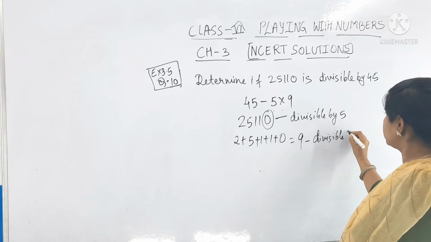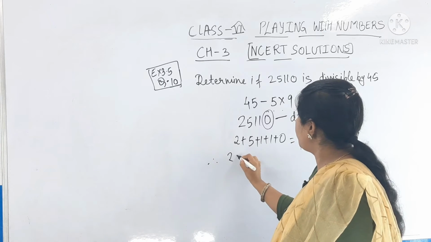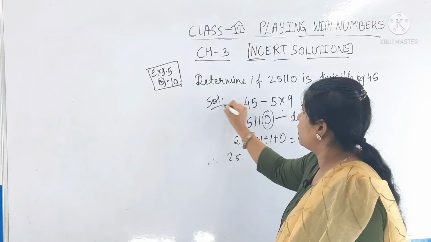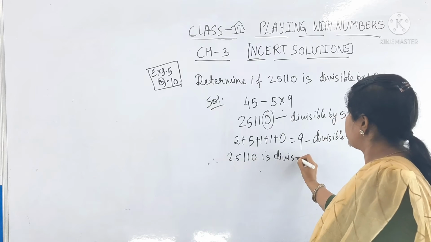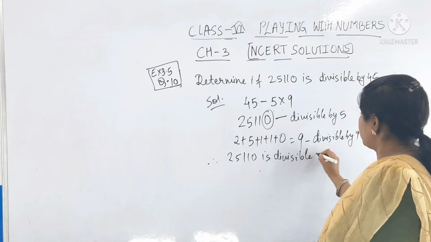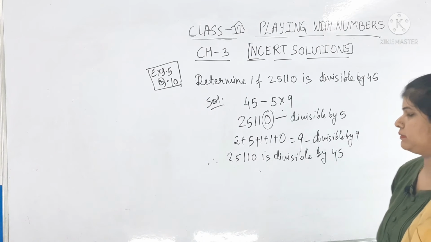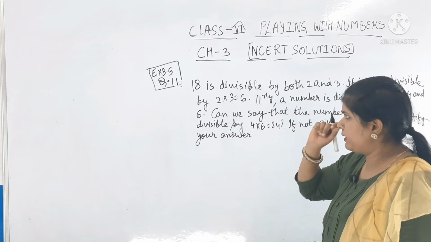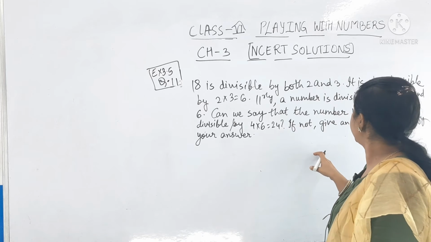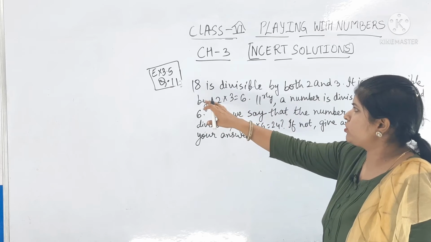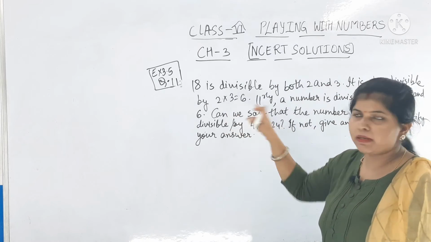Okay, it is divisible by 9. So therefore 25110 is divisible by 45. This is the answer. Here you can see the next question. 18 is divisible by both 2 and 3, so it is also divisible by 6.